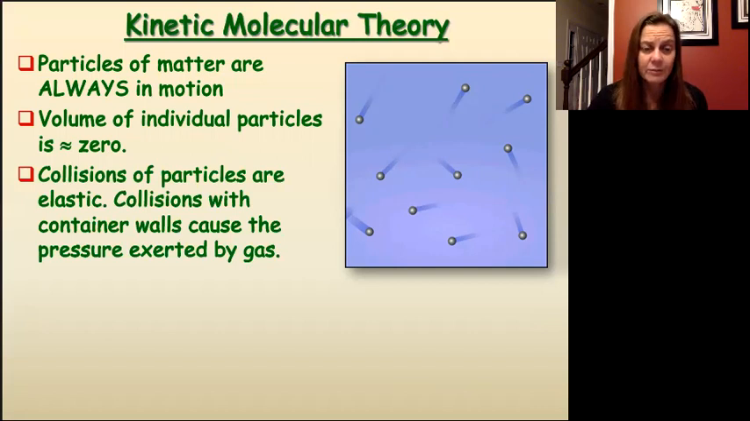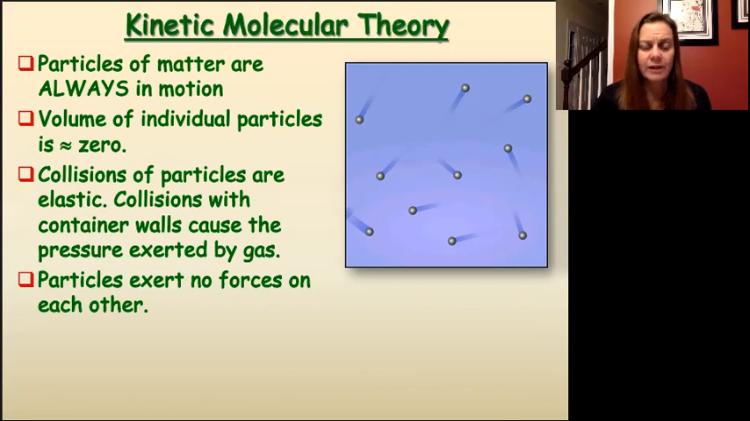The third major assumption of the kinetic molecular theory is that the collisions of particles are elastic. And what that means is that when the particles collide with one another or with the walls of the container, all of their energy is retained. They don't lose any energy when they collide with each other or with the walls of the container. And as part of that tenet, we also say that the collisions with the container walls cause the pressure exerted by the gas.